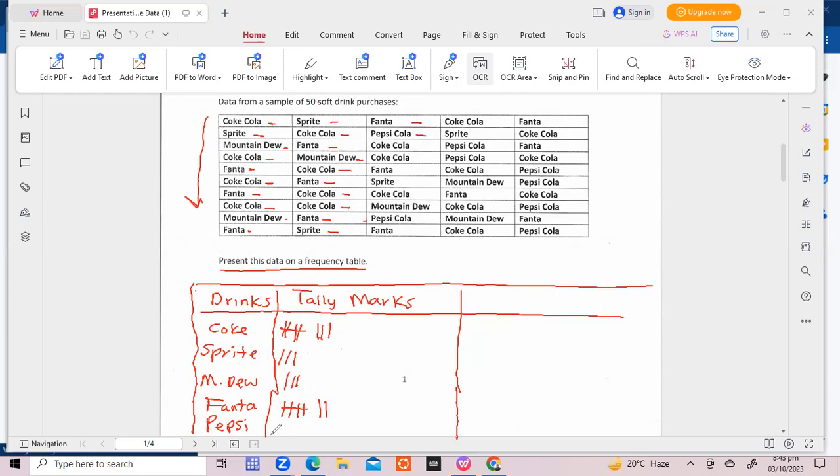Pepsi Cola, so this is Pepsi Cola, we start with the first. Then we have Coca-Cola, we put there. Then we have another Coca-Cola, the number 5, so we put there. Fanta, we put there. Sprite, we put like that. Coca-Cola, we put like that. Mountain Dew, we put on Mountain Dew.